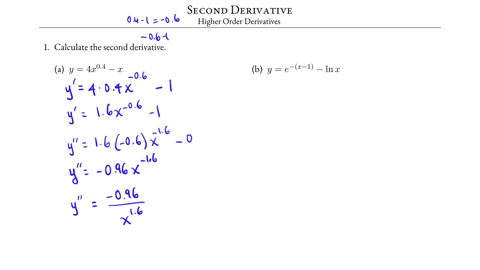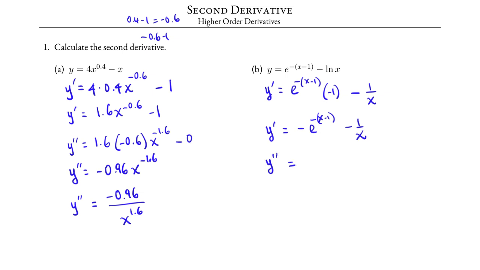For part B, y equals e to the negative x minus 1 minus ln of x. There are two terms. The first term is exponential and the second term is log. First, y prime equals e to the negative x minus 1, but don't forget the chain rule. The derivative of negative times x minus 1 is negative 1, minus the derivative of ln of x is 1 over x, and we simplify this as negative e to the negative x minus 1 minus 1 over x.